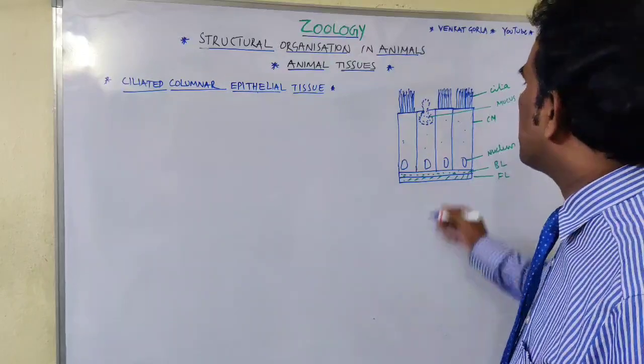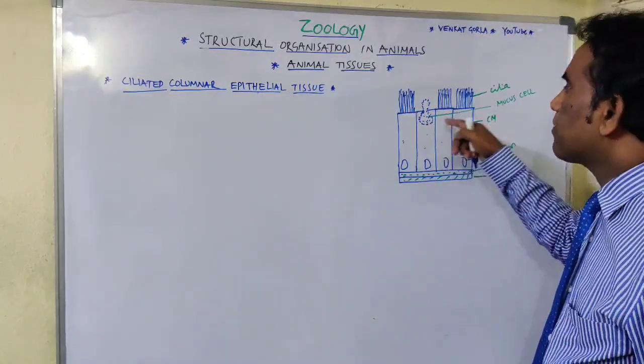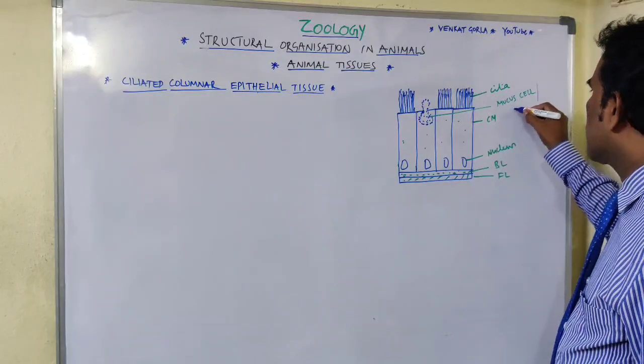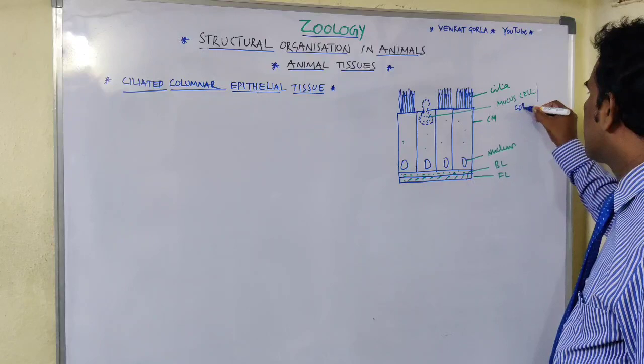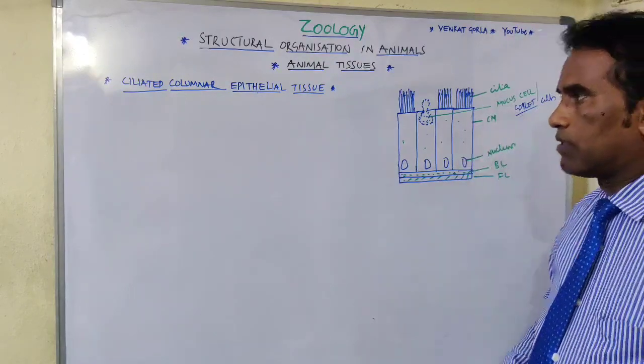Certain cells of the ciliated epithelium contain mucus, so they are called goblet cells. Goblet cells are the mucus cells.